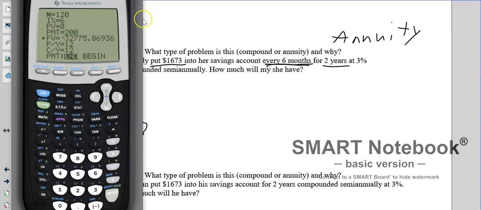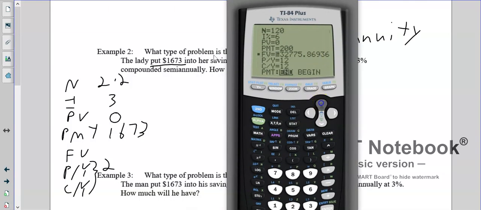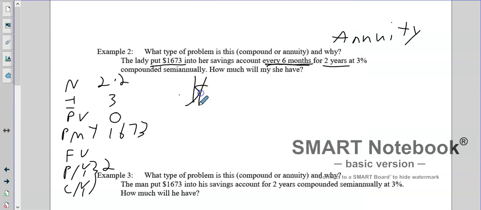So get our calculator out. We come up here. N is 2 times 2, which is 4. The interest rate is 3%. Present value stays 0. Payment, she's putting in $1,673. Future value we will calculate, and this is 2. Again, it automatically changes. We go up to future value, alpha, solve. So she has in the account $6,844.08.